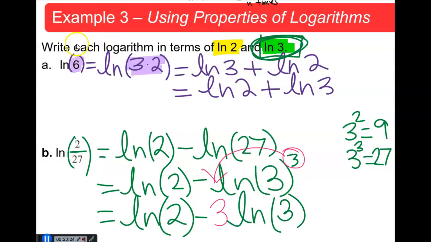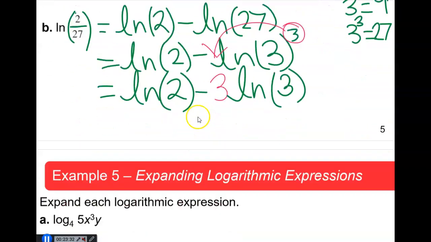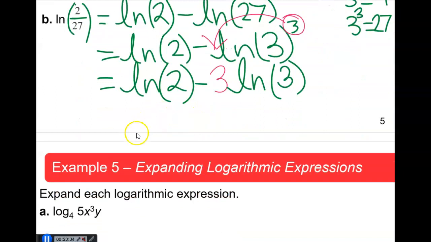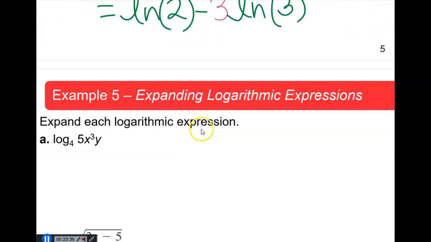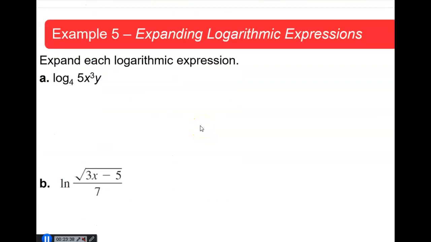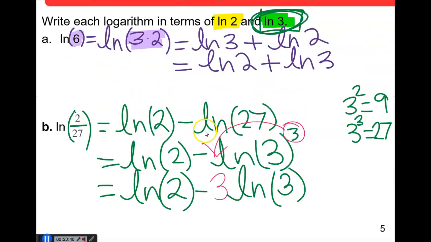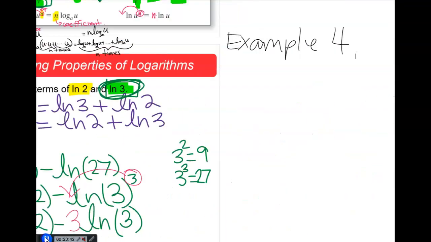And we don't need to evaluate. If you notice the instructions, we only have to write each logarithm in terms of that. It doesn't say evaluate. If it said that, then yeah, we would have to put it in the calculator and look for an approximation. Okay, for example 5. So for example 4, I want you to write that as well.